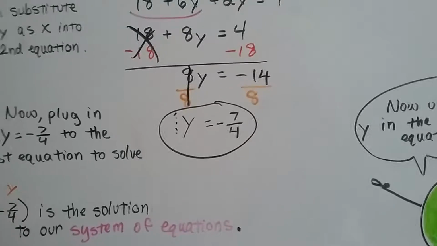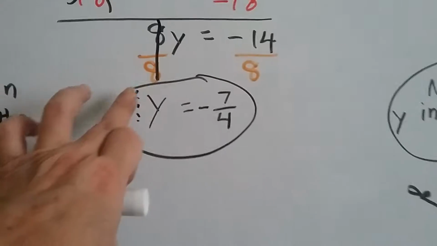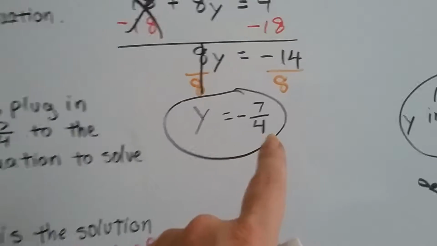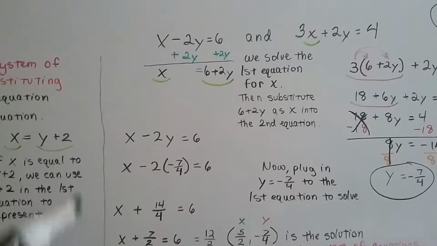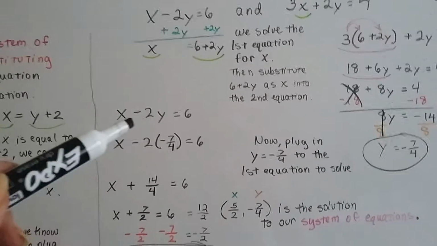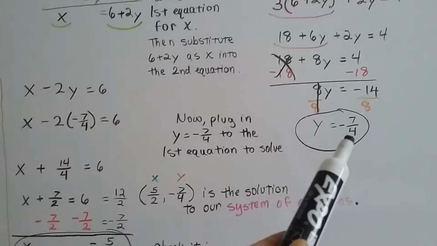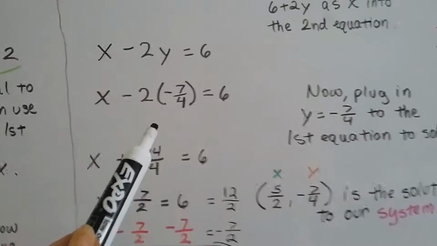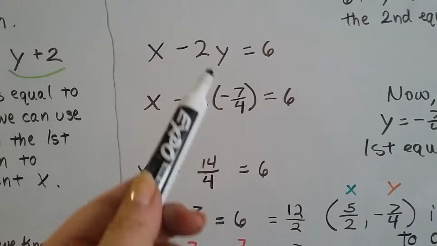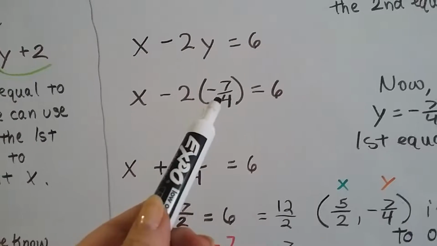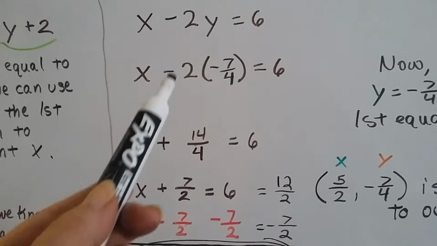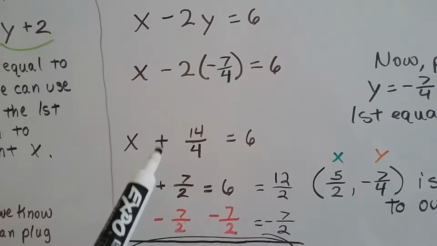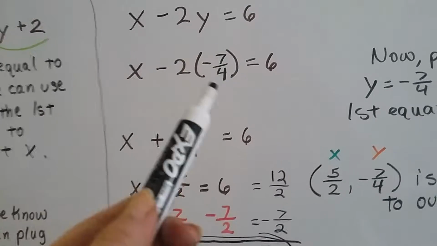So now that we know that y is equal to negative 7 over 4, we can plug that in to the first equation, which was x minus 2y equals 6. So now we can put this in for y, negative 7/4. So now we've got 2 times negative 7/4 instead of 2 times y here, don't we? And a negative times a negative makes a positive, so it's going to be positive 14 over 4.